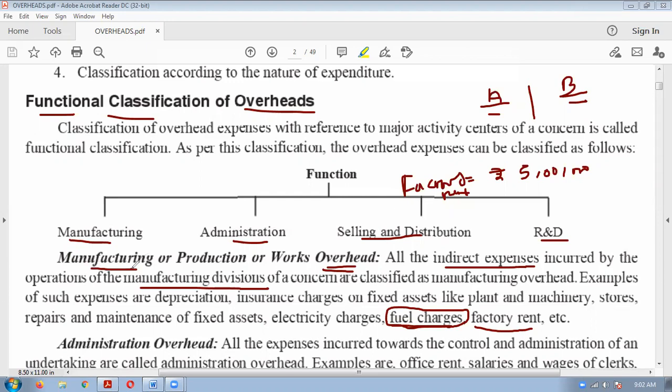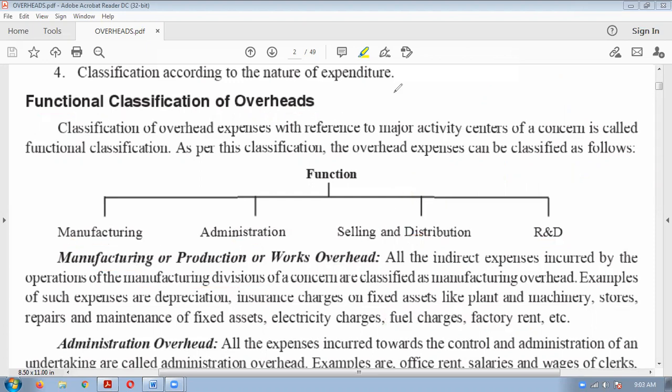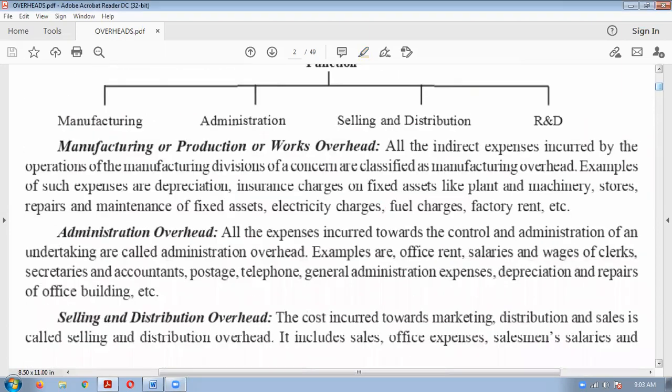Manufacturing overhead means, remember, all those indirect expenses which are related to the factory. They are called manufacturing overhead or product overhead or works overhead. Then some expenses which are related to the office are called office and administration overhead, like office rent, salaries to manager, accountants, secretaries, clerks, etc. Telephone expenses, general administration expenses, all this will come under office expenses or office and administration overheads.